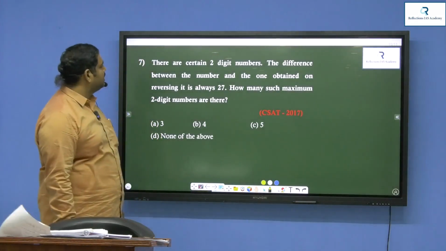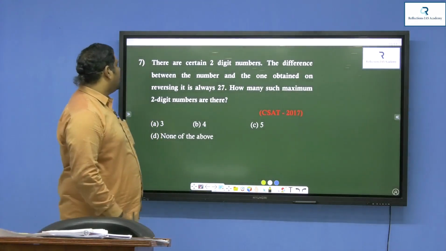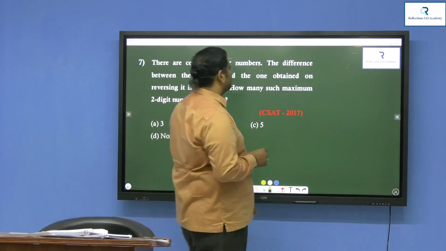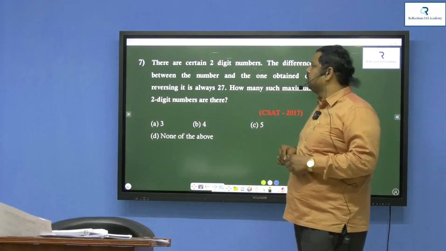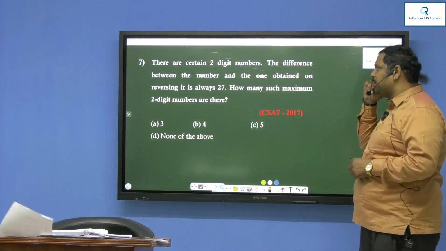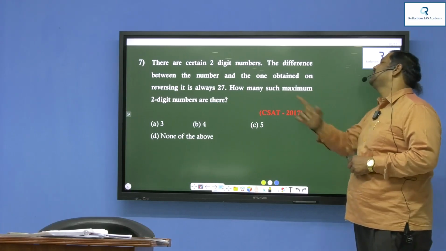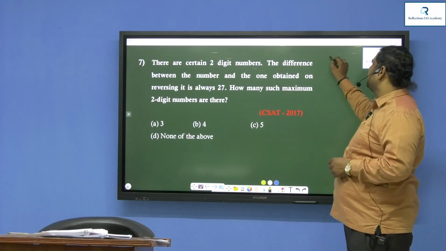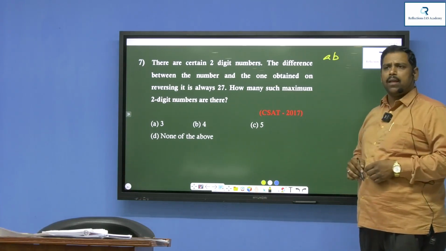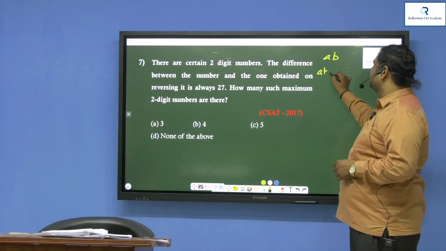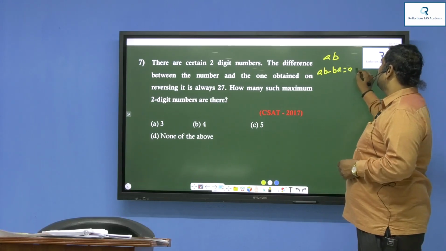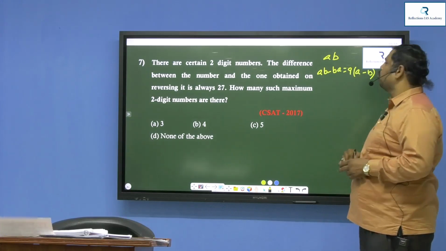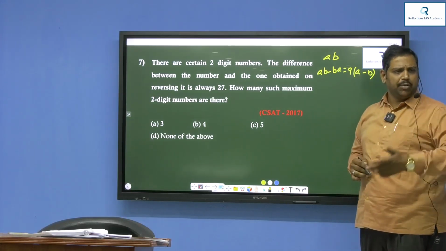CSAT 2017. There are certain two-digit numbers. The difference between the number and the one obtained on reversing it is always 27. Observe a small point here. Let my number be AB. The difference between the number and its reverse is always equal to 9 times the difference of the digits. Right or wrong? Already I have explained this to you, right?